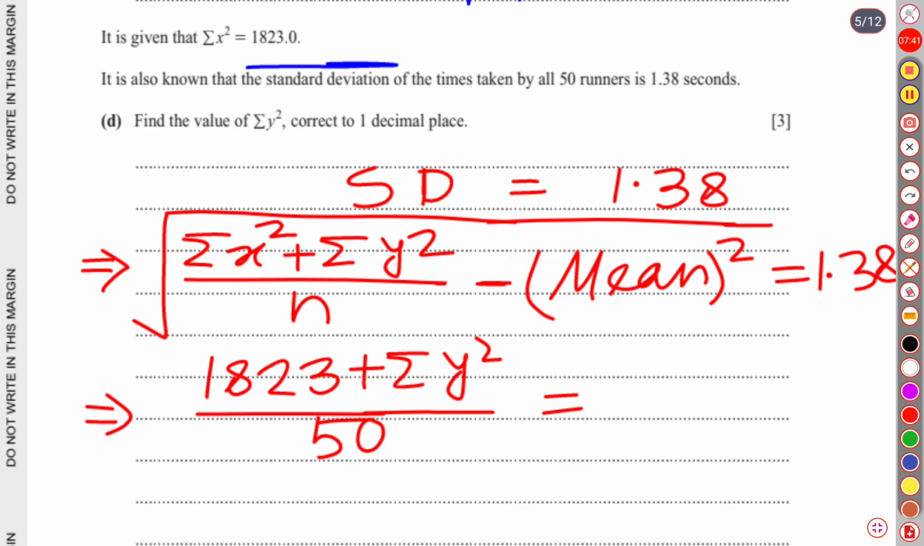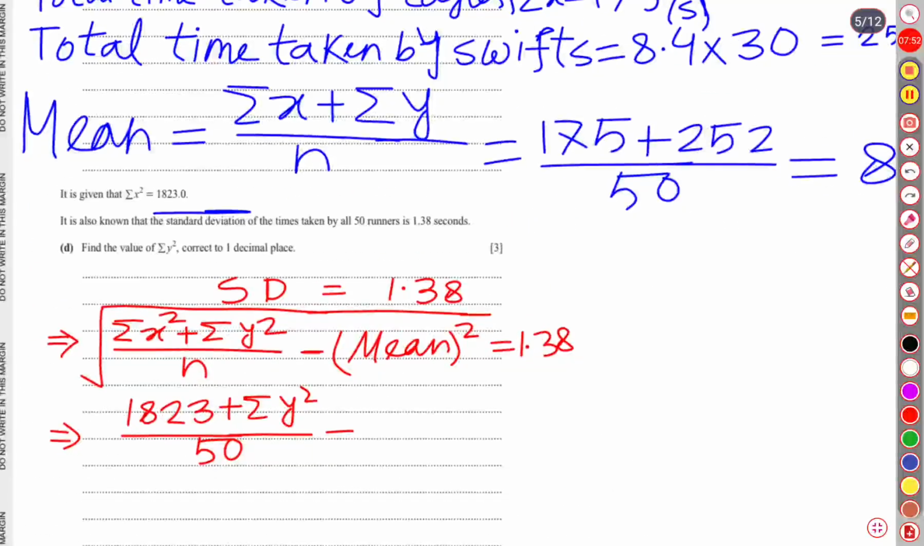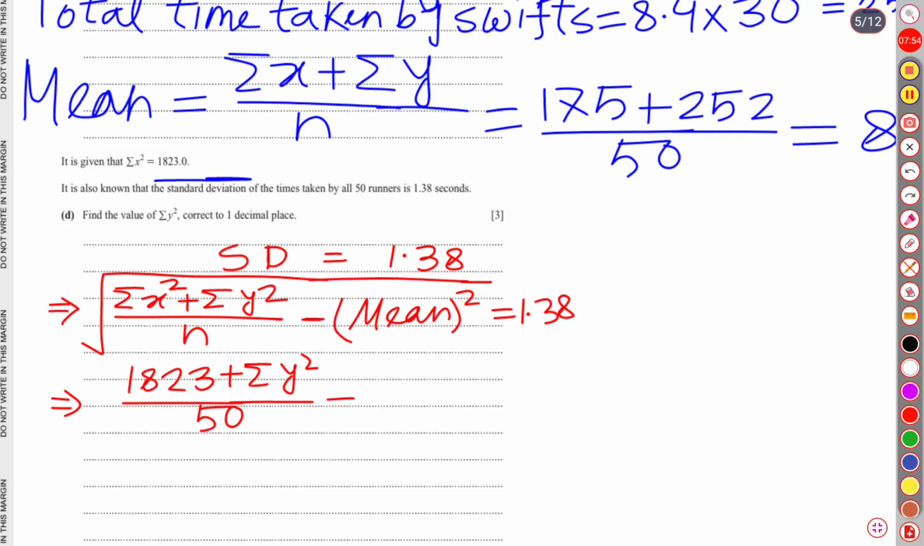Our right side is 1.38. Now minus the mean value, we have already found our mean. Let us see how much our mean was. Our mean value was 175 over 50 plus 252 over 50. That means if we add up, it is going to be 427 over 50, then whole squared.